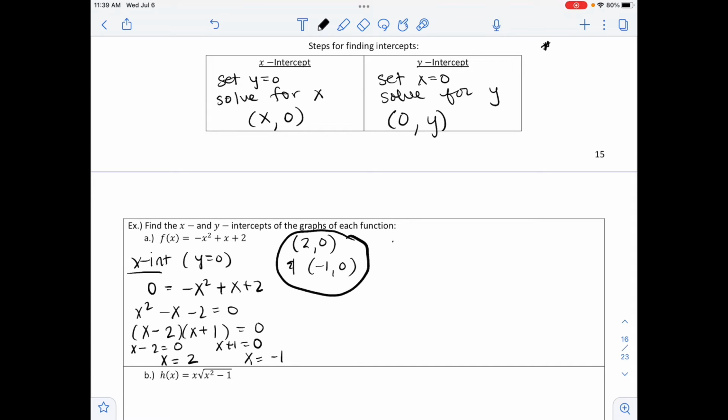Likewise, we need to find the y-intercepts, and in order to do this, we need to set x equal to 0. This one's a lot nicer to solve. So we're going to have y equals -0 squared plus 0 plus 2. Solving this, we get y is equal to 2. So our y-intercept at that point would be (0, 2).